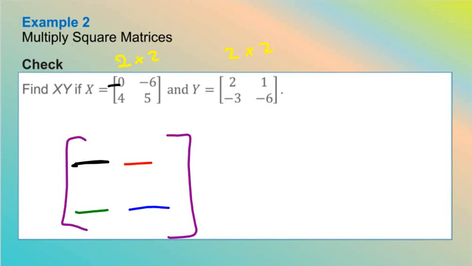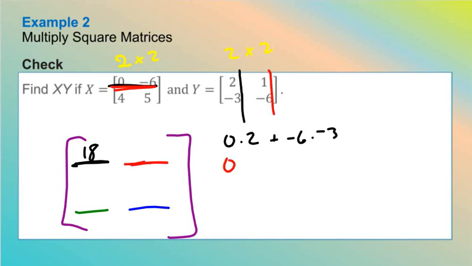So row 1, column 1. So 0 times 2 plus negative 6 times negative 3. That's 0 plus 18, so 18. Then we have row 1, column 2, so 0 times 1 plus negative 6 times negative 6. This will give us 36.